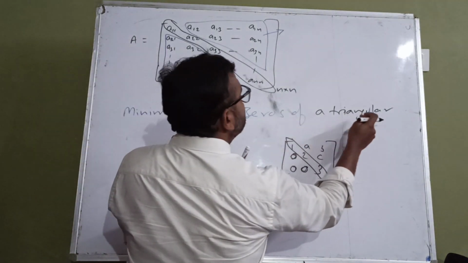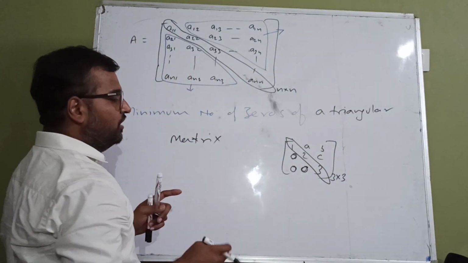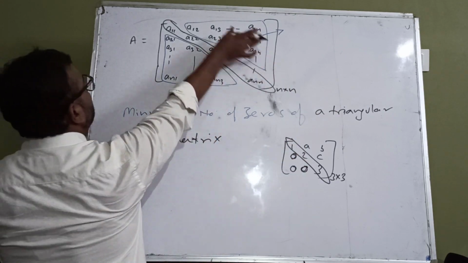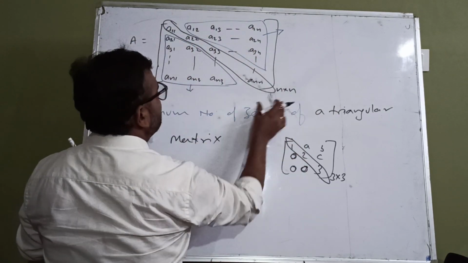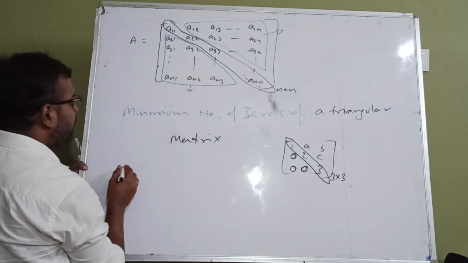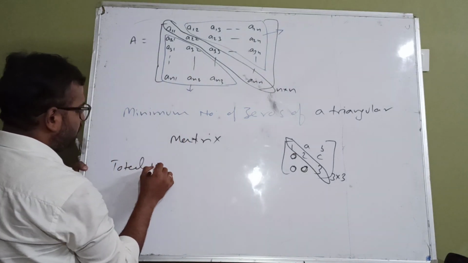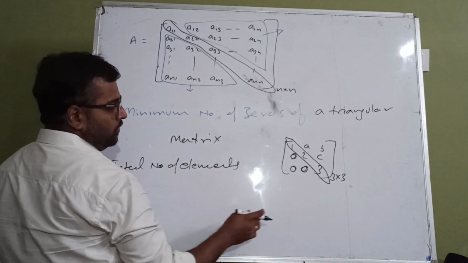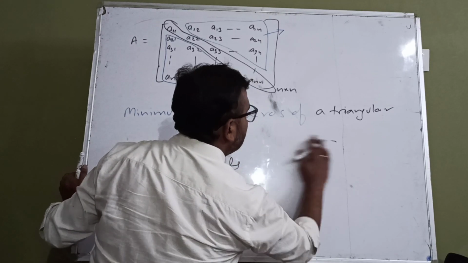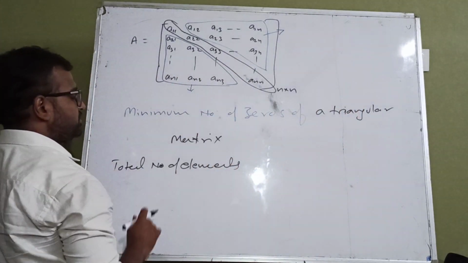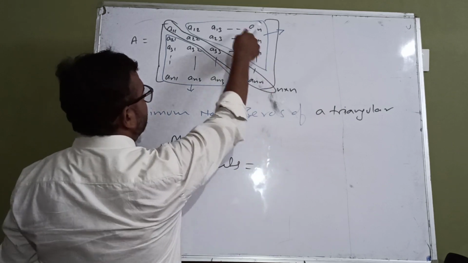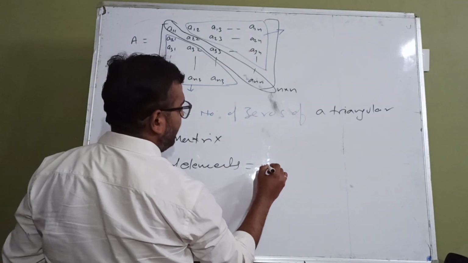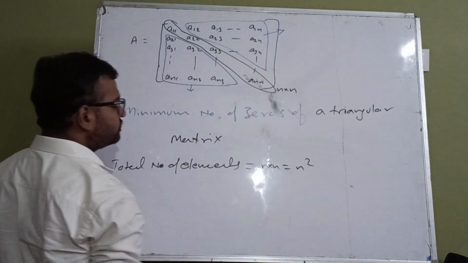Minimum number of zeros of a triangular matrix. Getting the point? Now, what is the minimum number? For this square matrix n by n, suppose I ask what is the total number of elements? By this example you can understand easily what the question is. If the order is n by n, then the total number of elements is n into n, that is equal to n square.